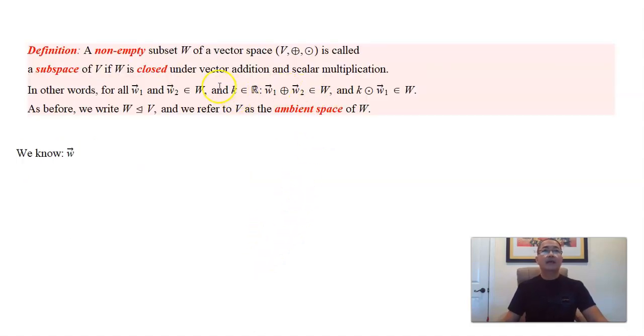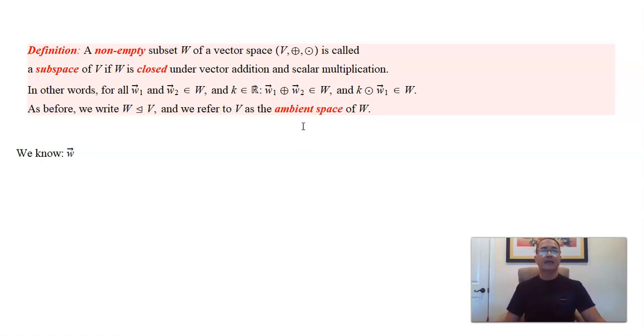All right, so let's start with subspaces. A non-empty subset W of a vector space V with addition and scalar multiplication specified is called a subspace of V if W is closed under vector addition and scalar multiplication. This means that for all W1 and W2 in the subset W and any real number K, W1 plus W2 should also be from the subset W, and K times W1 should also be from the subset W. So if these three conditions are met, it's non-empty and closed under addition and scalar multiplication, we say that W is a subspace of V, and we refer to V as the ambient space for W.